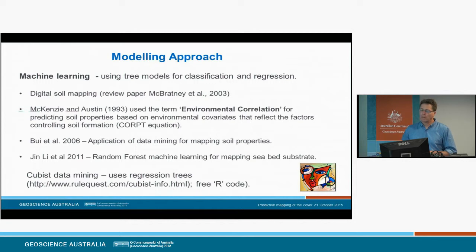Elizabeth Bui did some excellent work demonstrating how data mining can be used to map soil properties. And within GA, there's been some excellent work, and I've just picked out one here. Jin Lee has done some work using random forest machine learning for mapping seabed substrate. What I'll talk to you about is this algorithm called Cubist data mining, and it uses regression trees. And I'll explain to you what that all means in a minute.